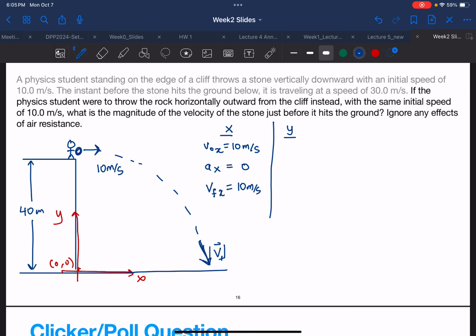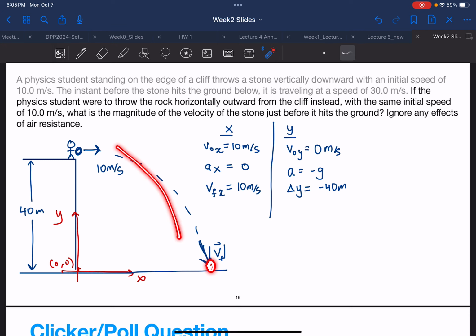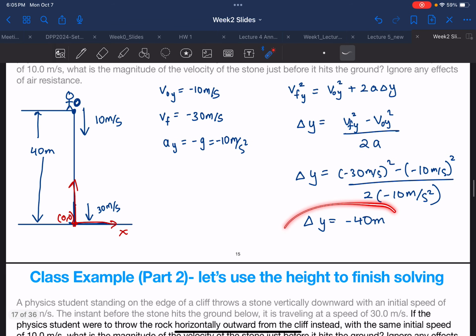So let's work on the y component. V initial y. Well, when you throw something outward, you don't give it any initial velocity in the y direction. Basically, it's the same as dropping it in the y direction. So when we throw something horizontally outward, its initial velocity in the y direction is 0. It's falling under the effect of gravity, so acceleration is minus g. And we know that the delta y it's going to travel is negative 40 meters, because when it ends up here, it's traveled down 40 meters, because that's exactly what we solved for in the previous problem, the height of the cliff.